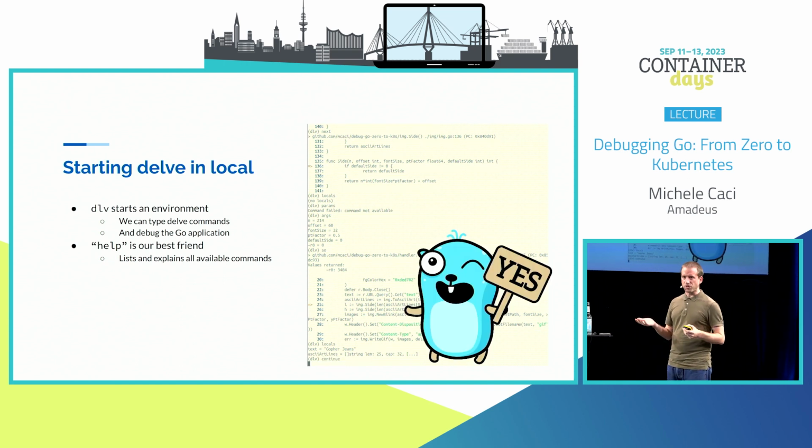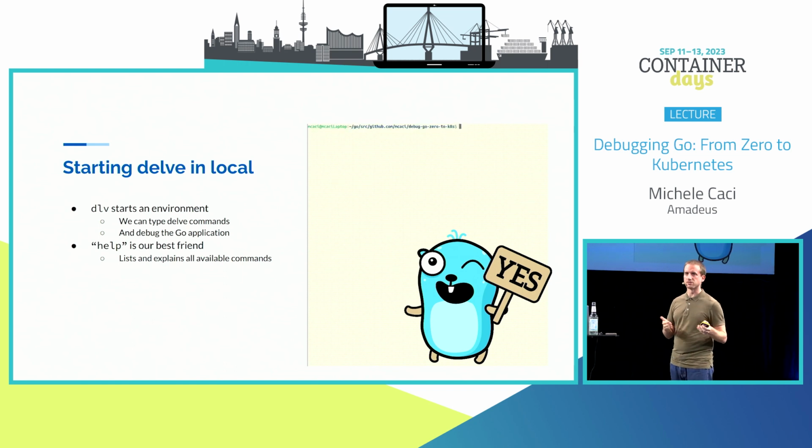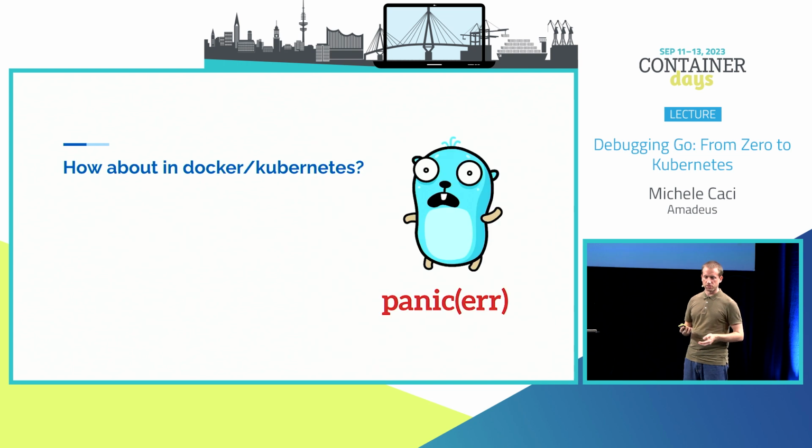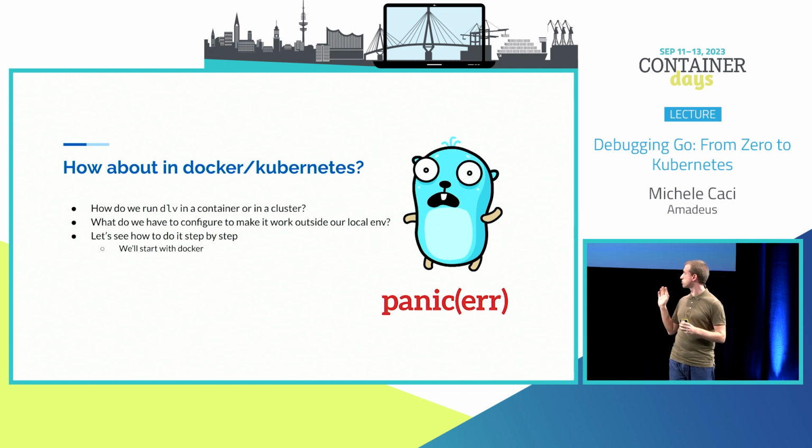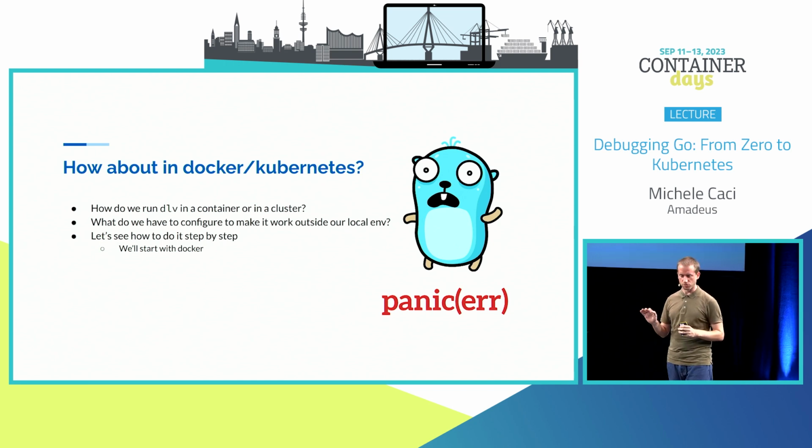So you see, starting the debugger locally is as easy as running a command in the command line. But how do we do that in Docker or Kubernetes? How can we start Delve in a container or in a cluster? What kind of configuration do we need to make sure that it also works outside our local environment? So no panic for that. We're going to see all of this step by step, starting with Docker.